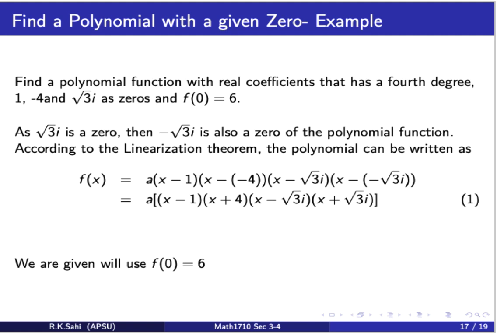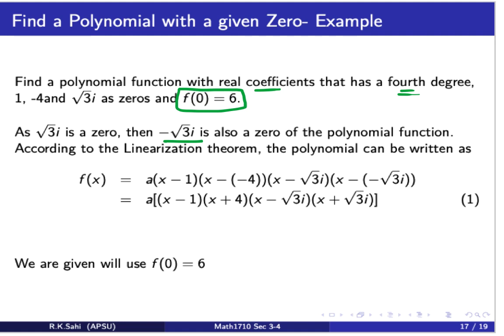Okay, here's the problem. It says find a polynomial function with real coefficients, which has a 4th degree, and these are the zeros: 1, minus 4, and square root 3 i. i is not inside the square root, guys. So if square root 3 i is a zero, then minus square root 3 i is also a zero. And then we are given that for this polynomial, when x is 0, the function value is 6. Got to keep that in mind.